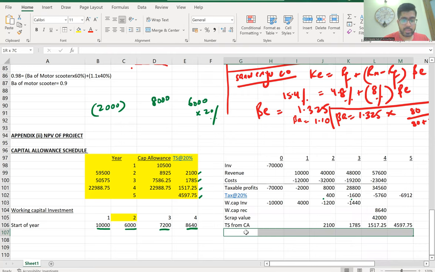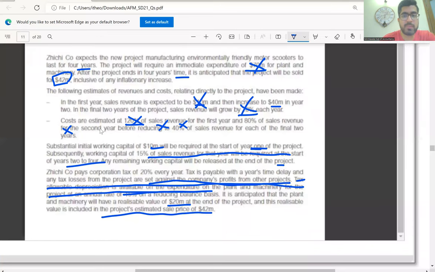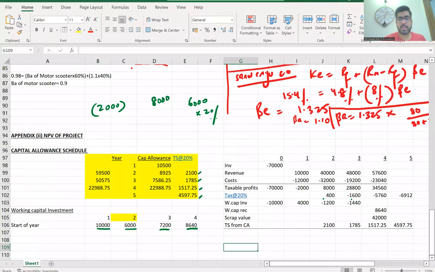You have done all cash flows. Okay. See the question. You have done investment. Then scrap value is done. Revenue is done. Costs are done. Working capital is done. Tax is done. Time delay is done. 20 million is done. Everything is done. So you just need to net them all to get net cash flows.